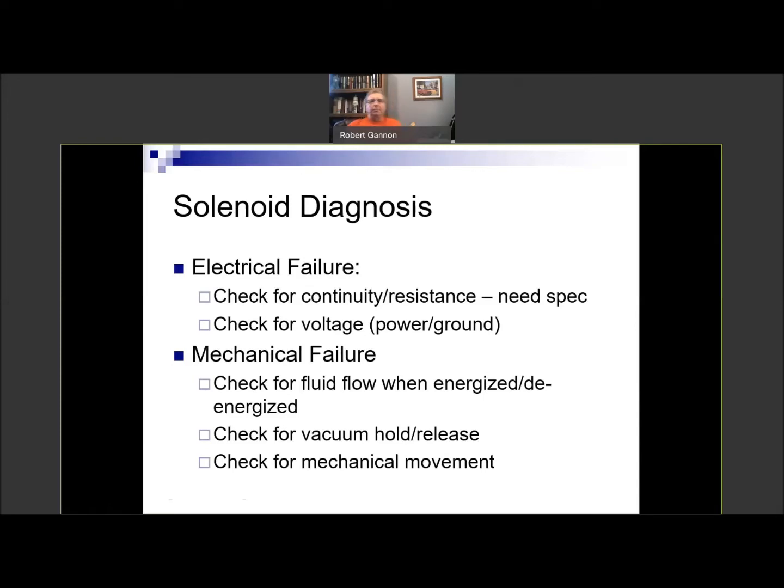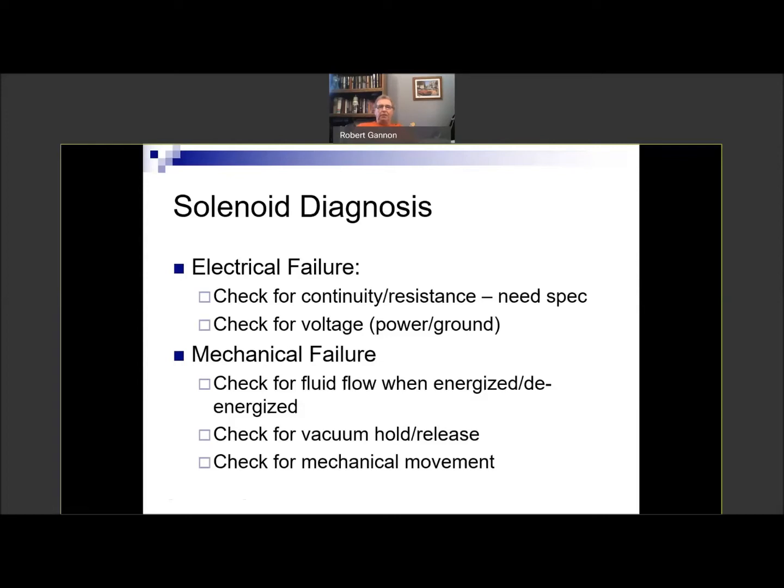Let's see, solenoid diagnosis. Knowing that there are two ways they can fail, they can fail mechanically, but they can also fail electrically. We can do a continuity or resistance check of the coil. A lot of times you're not going to find a spec. So if you suspected a fuel injector had an open or short in the solenoid windings, the easiest thing to do would be to compare it to a fuel injector that's working.